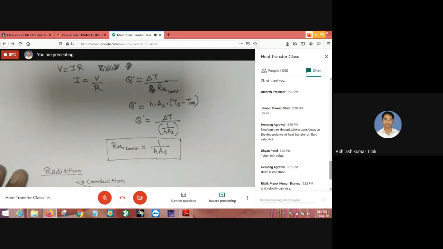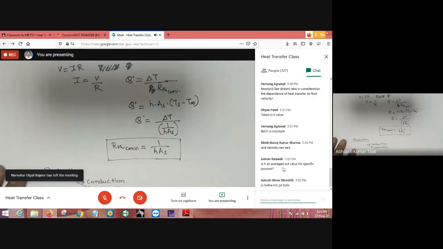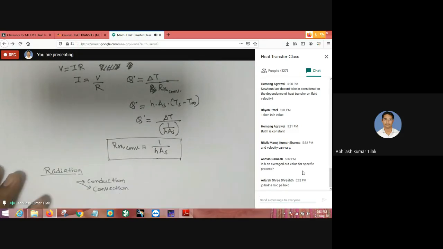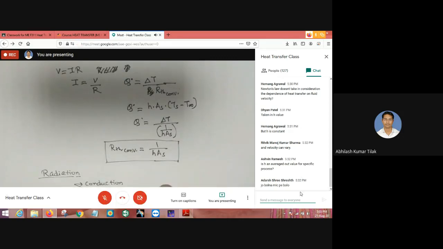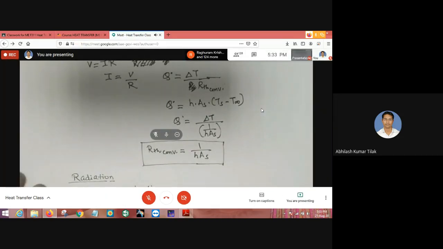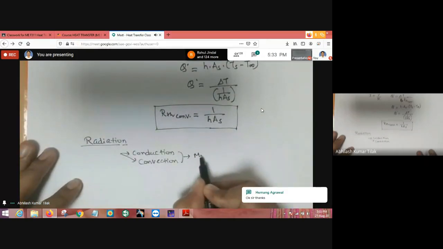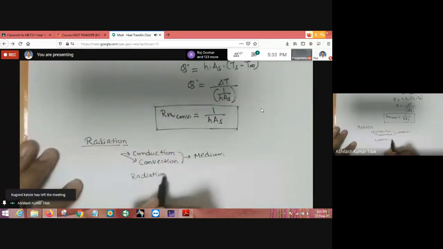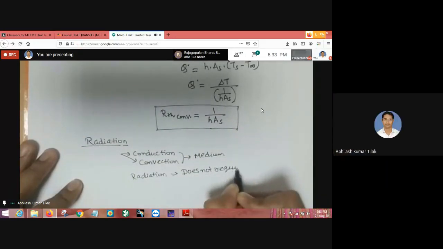So next is h, the average value for a specific process. If you have a higher velocity, you will have a certain value for h. If you increase the velocity, your h is also going to change. So these two processes, conduction and convection, both involve a medium. But radiation does not require a medium.